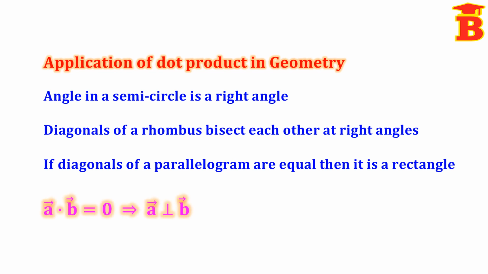Here we are going to use the formula A vector dot B vector equal to 0 implies A vector is perpendicular to B vector. So if dot product is 0, then the vectors are perpendicular. Perpendicular means right angle, that is 90 degree. See the problems. First one we have to prove right angle. Second also we have to prove right angle. Third one we have to prove rectangle, that means the corner angle is 90 degree. So in this problem also we have to prove right angles. So we are going to use this formula in all the three problems.